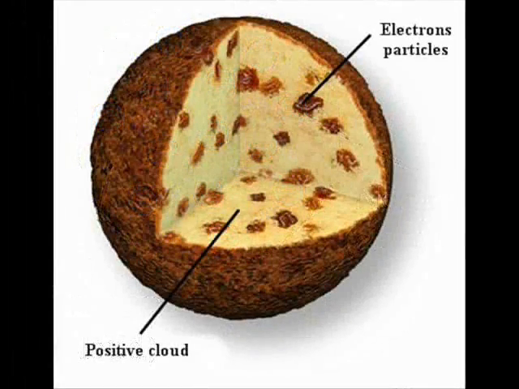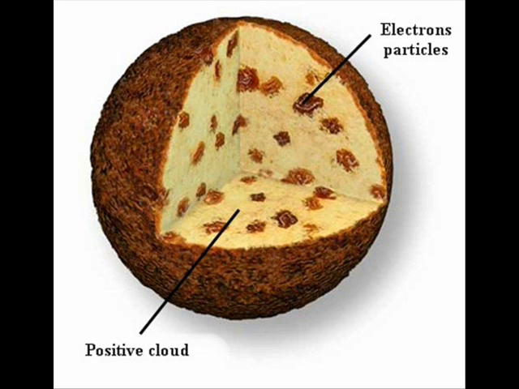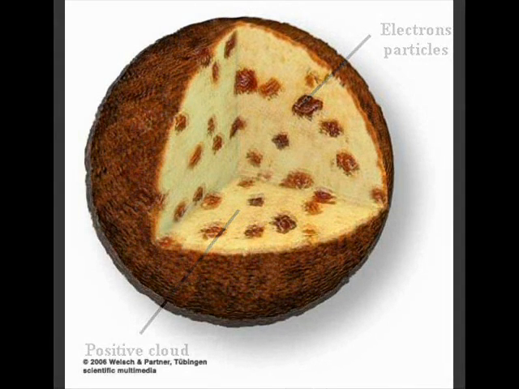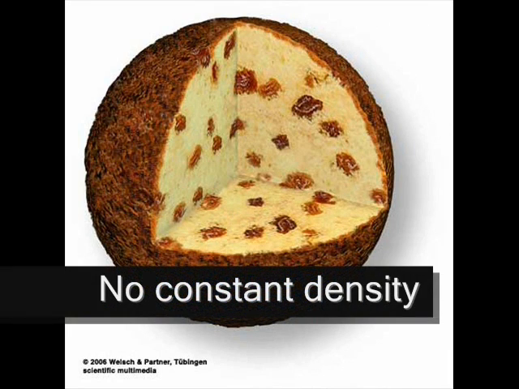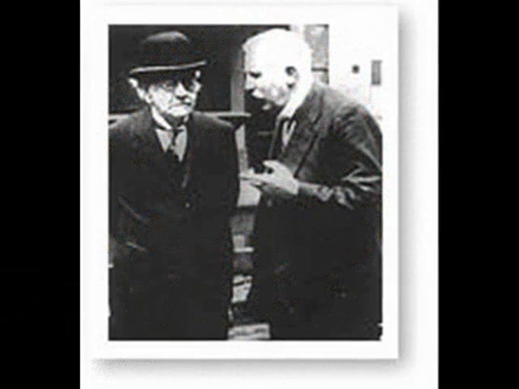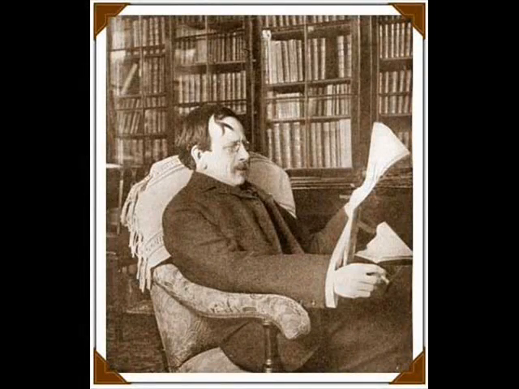Since Thomson's plum pudding model puts positively charged particles in a cloud around negatively charged electrons, this suggests that the atom is not a constant density throughout. Lastly, and most obviously, Thomson is named the man who split the atom. This proved that atoms were no longer the smallest particles of matter.